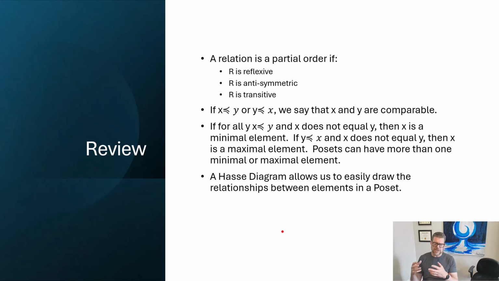So posets, which are these partially ordered sets, can have more than one minimal or maximal element. We want to remember that. And then a Hasse diagram allows us to easily draw the relationships between elements in a poset and show the flow or the ordering of those elements inside of that poset.